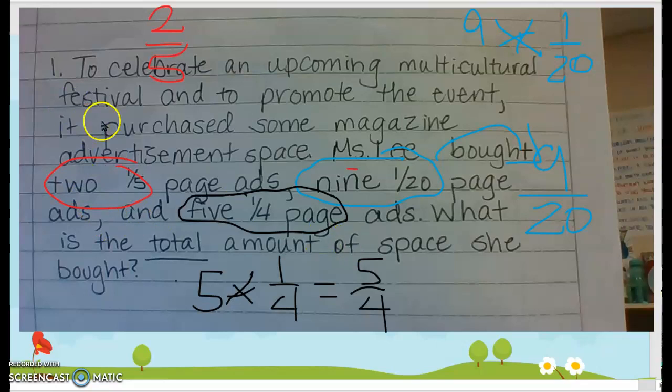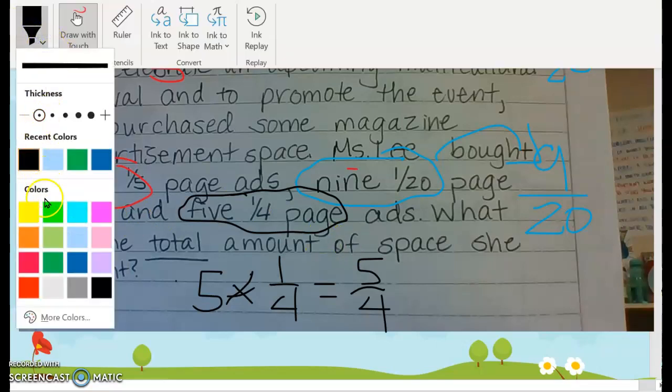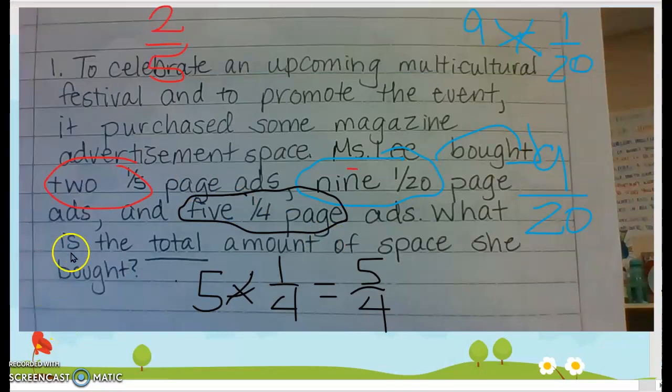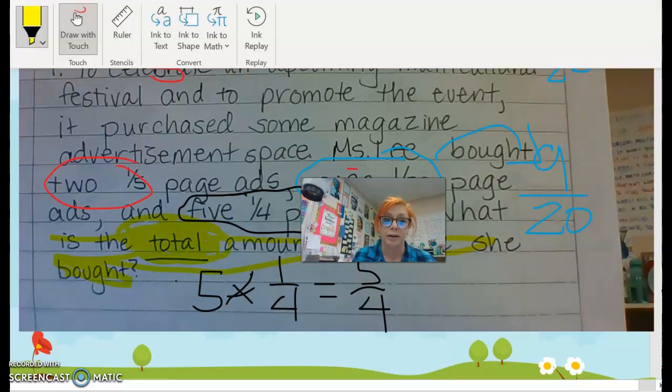So let's look at what the question is really asking us. What is the question asking us? Well, it's asking us what's the total amount of space she bought? What do you think total means that we need to do? What'd you say? Oh, right. We're going to have to add them. We're going to have to add them all up to get the total amount.